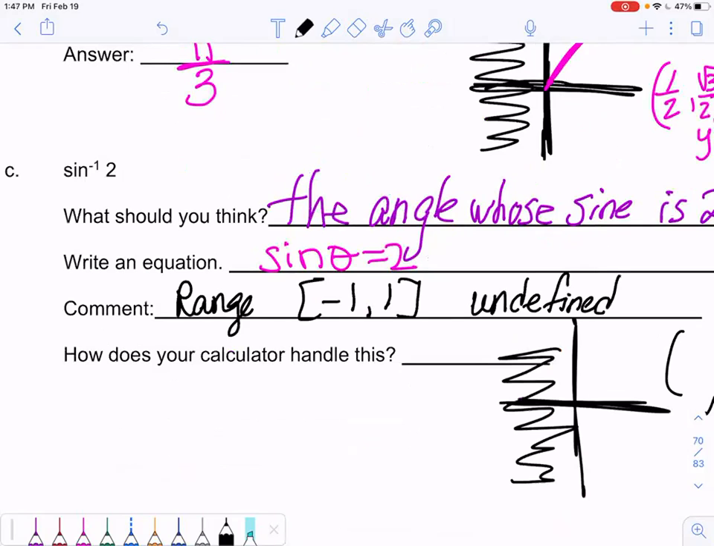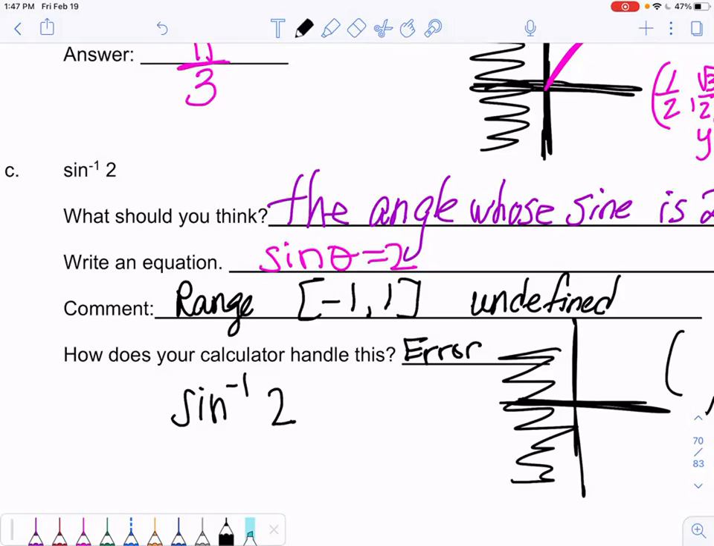I know, Daniel, you just took out your calculator. Did you plug this in your calculator? Yeah, it gives you an error. You can try it in your calculator. It will say error because it doesn't exist. And that's the calculator's way of saying, nope, can't do it.